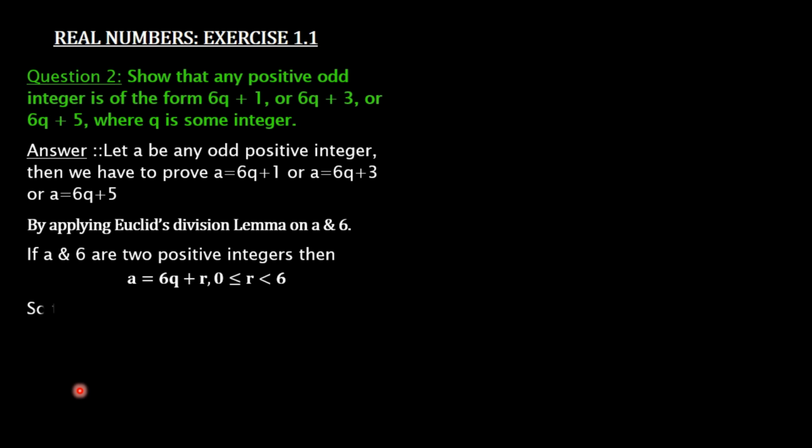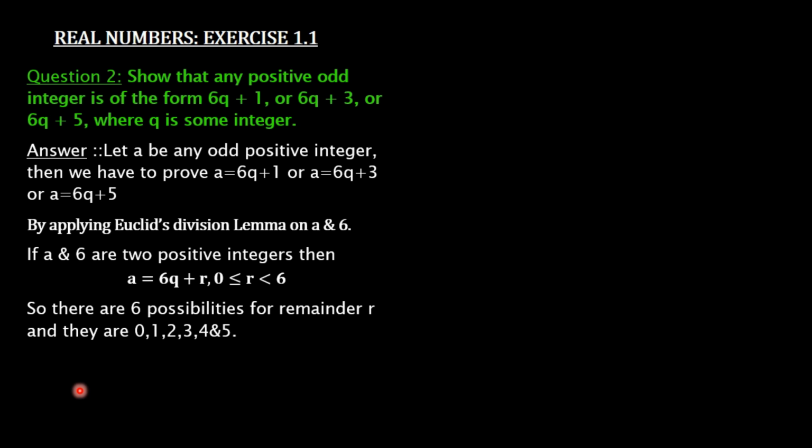Then there are 6 possibilities for a. But we have to eliminate all other possibilities. That is, if r equal to 0, we will get a equal to 6q, r equal to 1, 6q plus 1, r equal to 2, 6q plus 2, etc. Then we have to eliminate all other possibilities except these 3.